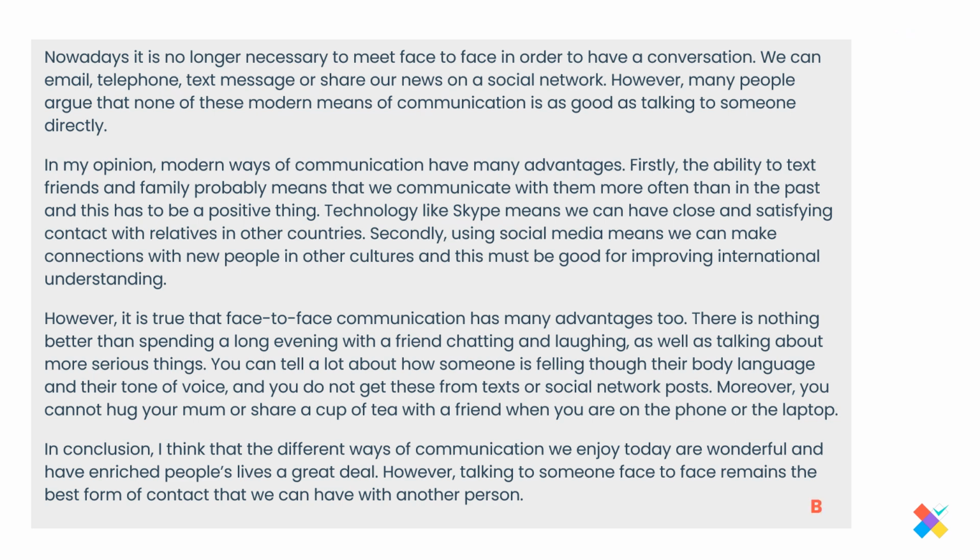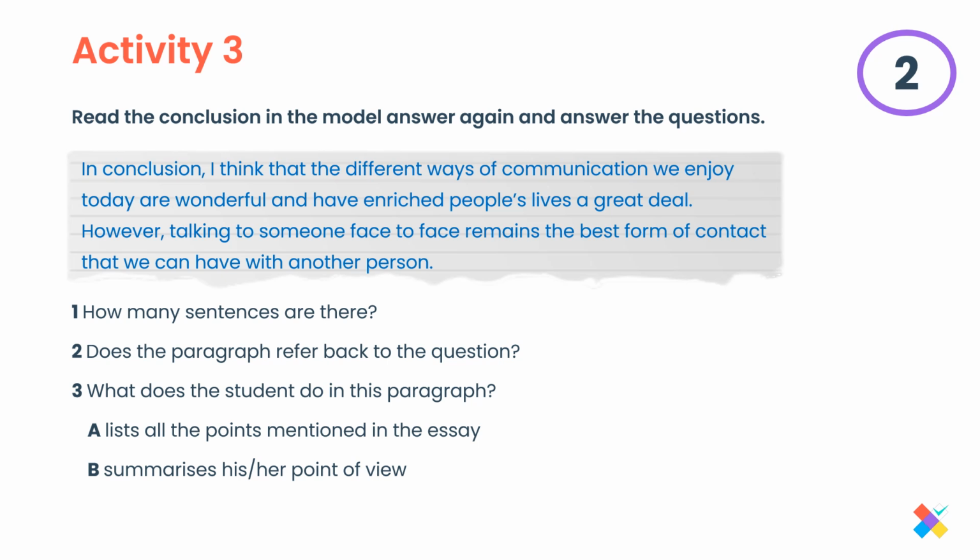Okay, and the answer is B, over here. So the student has decided to go with the second approach, reasons for agreeing and then reasons for disagreeing. We're moving on. The next activity focuses on you reading the conclusion in the model answer and then answering the questions below. I'm going to give you 2 minutes for this one.